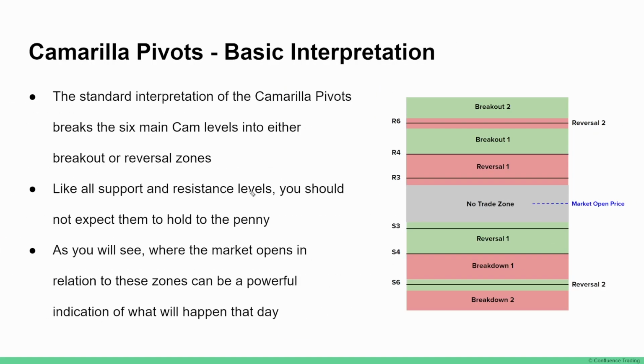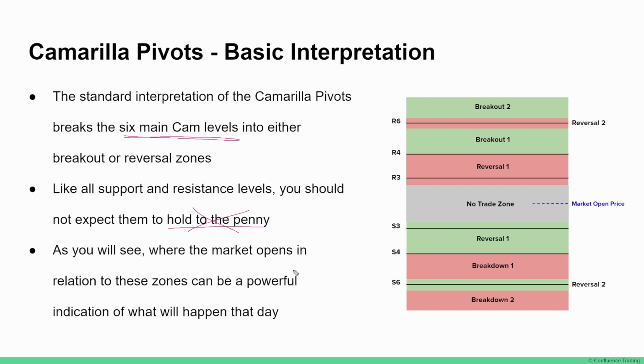We'll start out first with how you generally interpret the Camarilla levels. The Camarilla pivot points break the chart into 6 main levels, and you can think of these as either breakout or reversal zones. Like all support and resistance levels, please don't expect them to hold to the penny, right? I've talked about that many times, but support and resistance should generally be thought of as zones rather than actual hard levels.